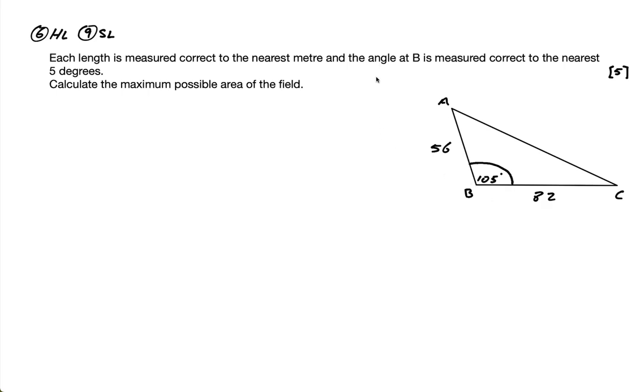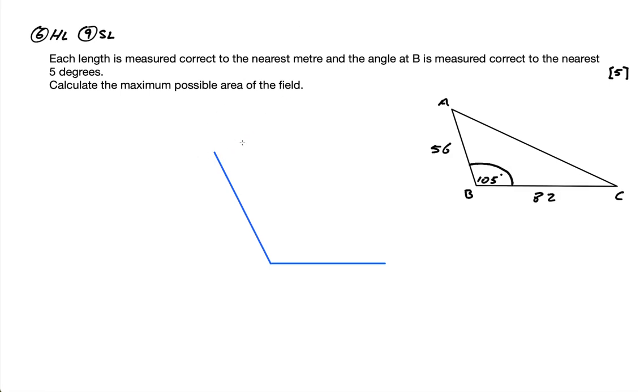Okay, the first thing to get straight is, are we trying to find the upper bound or the lower bound of both the lengths and the angle? And the answer is, well, it's different depending which one we're doing. For the lengths, if you think about a triangle, we're trying to get a maximum area of a triangle. If we increase the lengths, do we increase the area? And the answer is, yeah, we do.